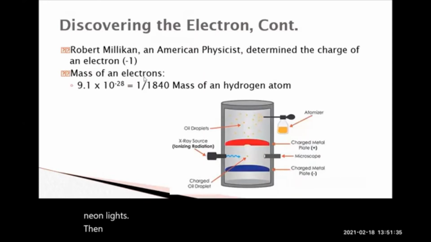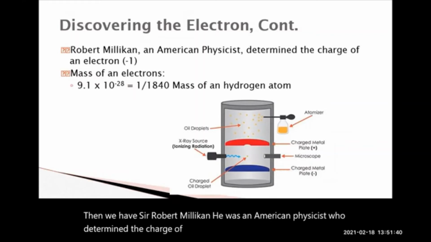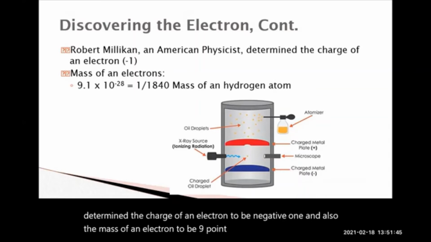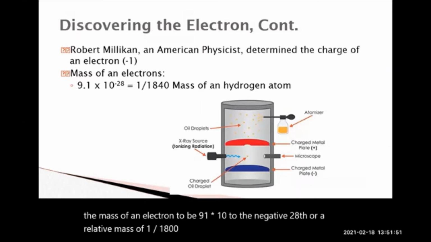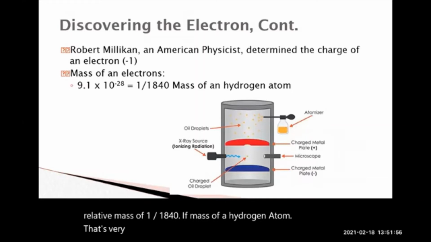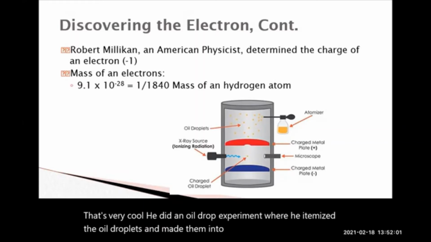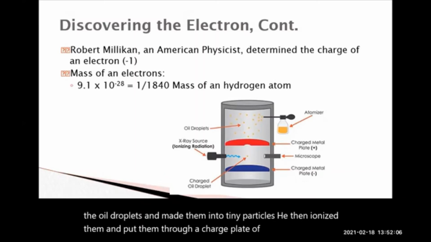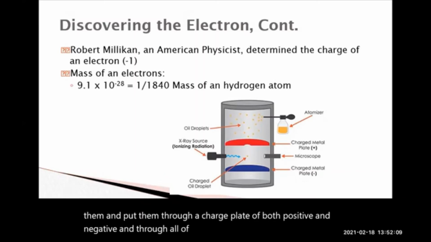Then we have Sir Robert Millikan. He was an American physicist who determined the charge of an electron to be -1, and also the mass of an electron to be 9.1 times 10 to the negative 28 grams, or a relative mass of 1/1,840th the mass of a hydrogen atom. That's very cool. He did an oil drop experiment where he atomized oil droplets and made them into tiny particles. He then ionized them and put them through a charged plate, both positive and negative, and through all of this scientific magic, discovered the charge of an electron.